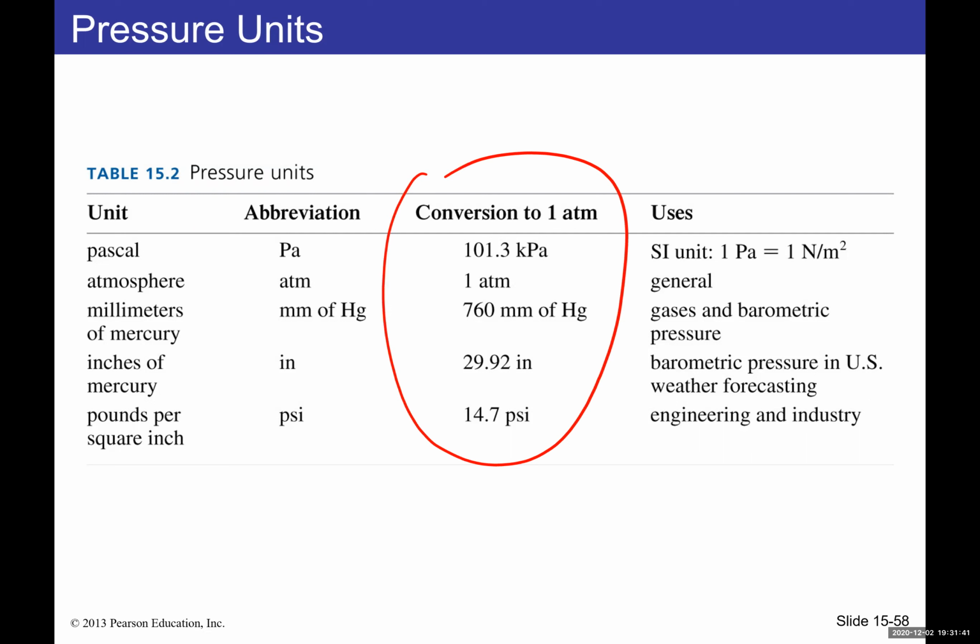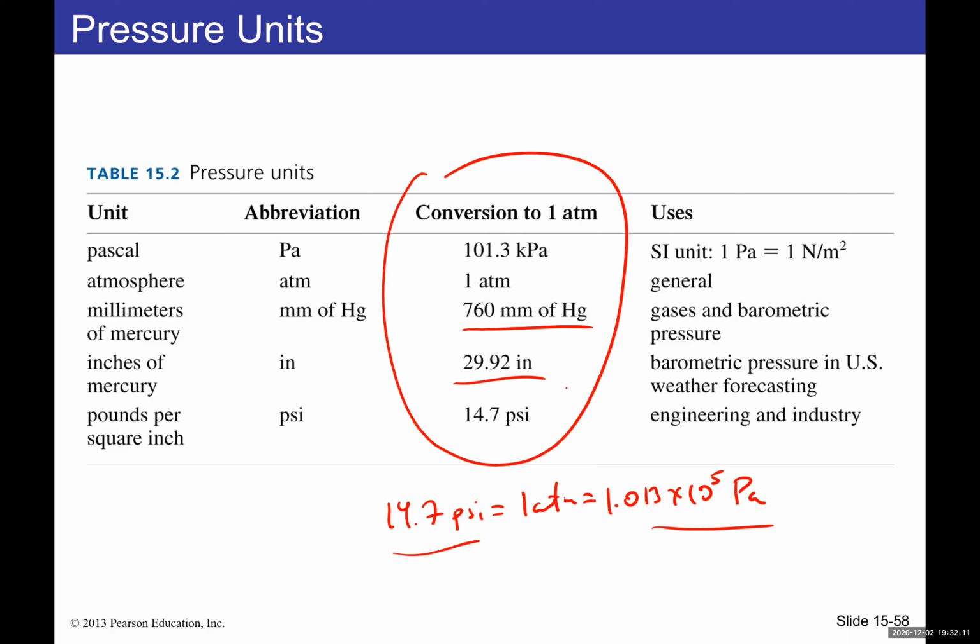And then, once you have the ATM equivalent, you can also convert it to Pascal. For example, 14.7 psi is equal to 1 ATM. But this is also equal to 1.013 times 10 to the 5 Pascal. So then you can go from psi to Pascal, and any other unit into Pascal, because all of those are pressures. So 760 millimeters of mercury, or 29.92 inches of mercury, they're all equal to 1 ATM, and so is roughly 100,000 Pascal.